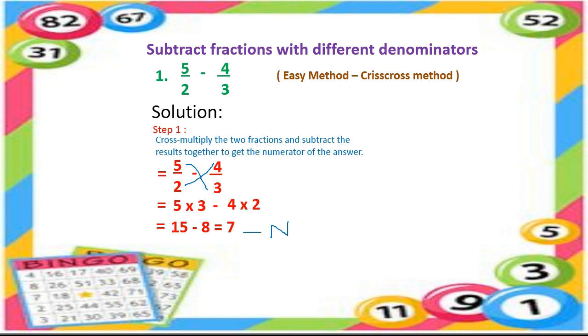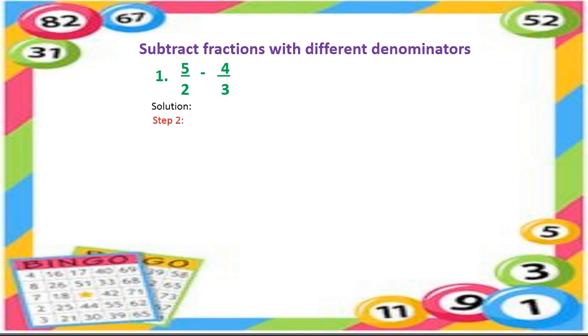Now how do we get the denominator? So move towards the next step, which is step 2. So what is step 2? In step 2, in order to get the denominator, we have to multiply the two denominators together to get the denominator of the answer. So let's multiply them.